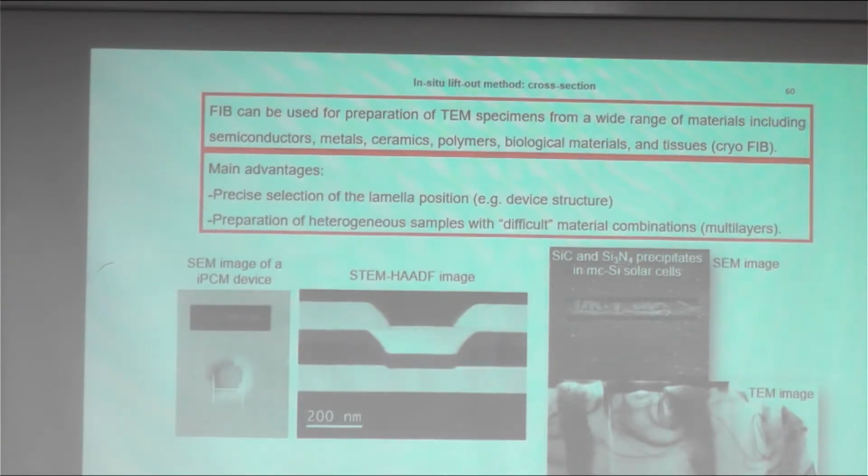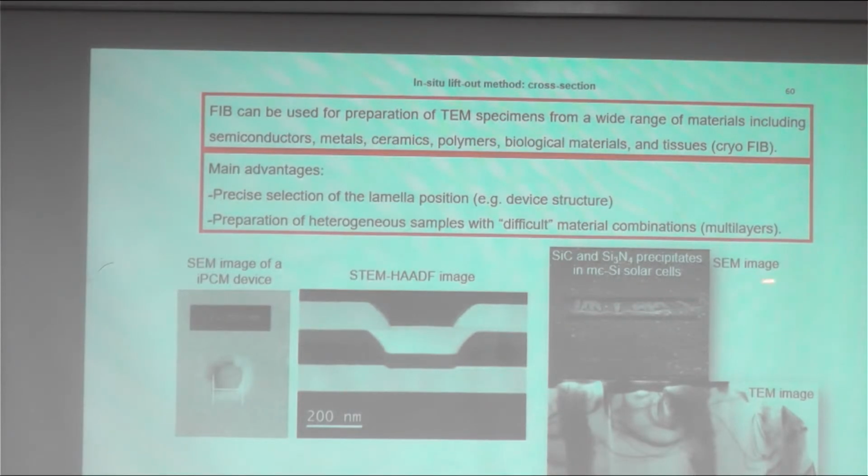This is another example, of very hard materials. During production of silicon solar cells, silicon carbide and nitride can come out of the crucible, and some precipitates can form inside the grain boundaries, which can impact the performance of such solar cells. In our project, we were interested in these features: what they are, and whether they are silicon carbide or silicon nitride.